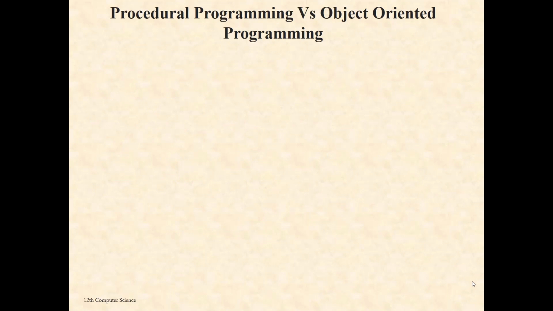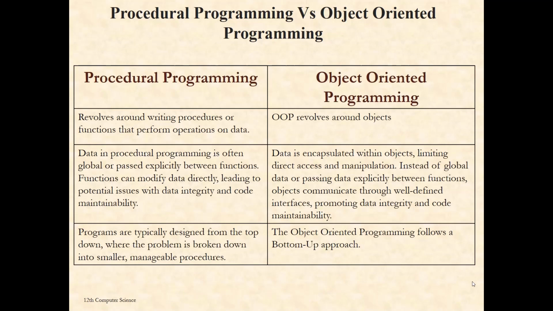As far as the difference between procedural programming and object-oriented programming is concerned, C++ is object-oriented programming and C is a procedural programming language. So we will see the difference between them. Procedural programming revolves around writing procedures or functions that perform operations on the data. C is a procedural programming language. In procedural programming, the whole application is divided into smaller functions or procedures.